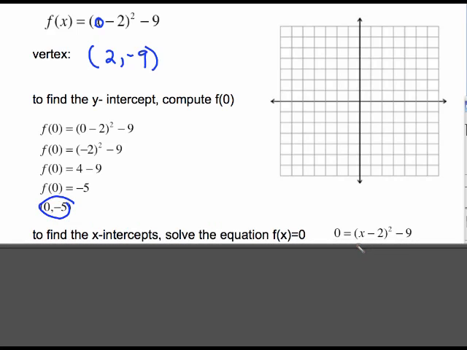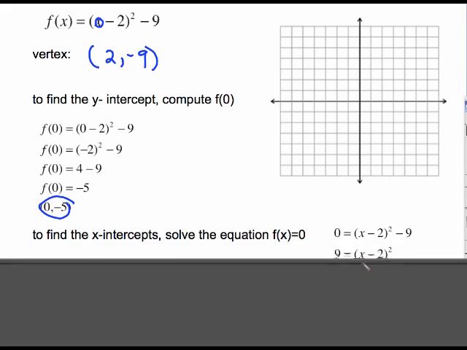To find the x-intercepts, you're going to solve this equation. Set your function equal to 0, which is what I've done right here. Here's my function, set it equal to 0, and solve. You have two choices for solving this. One would be to FOIL this out and collect like terms and everything. But the easier way is going to be to add 9 to both sides.